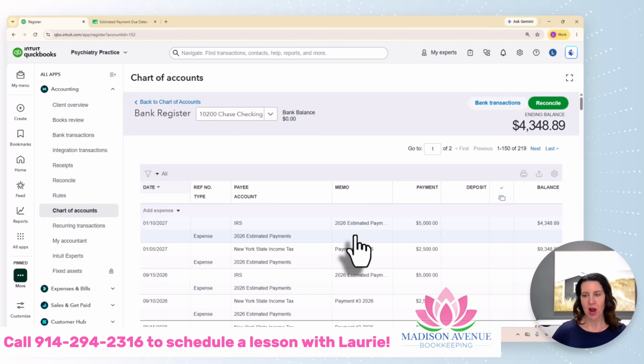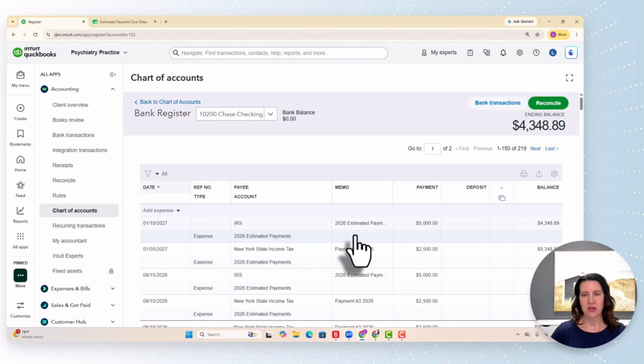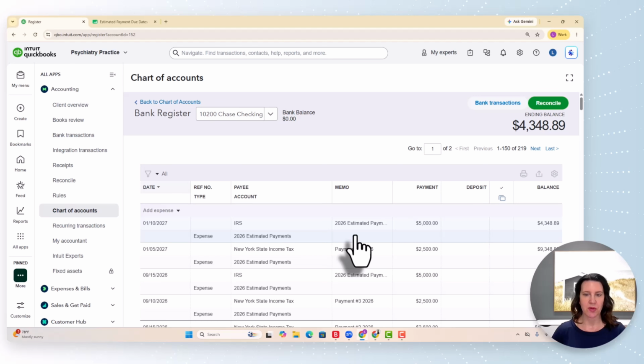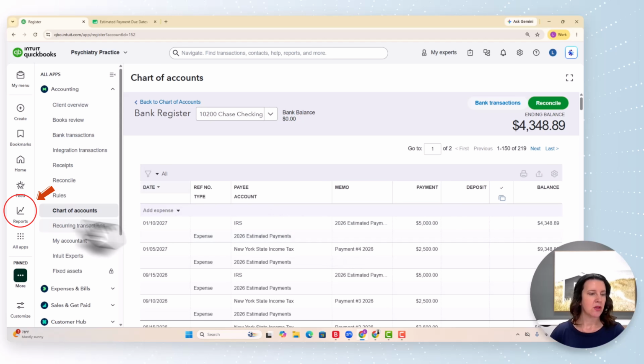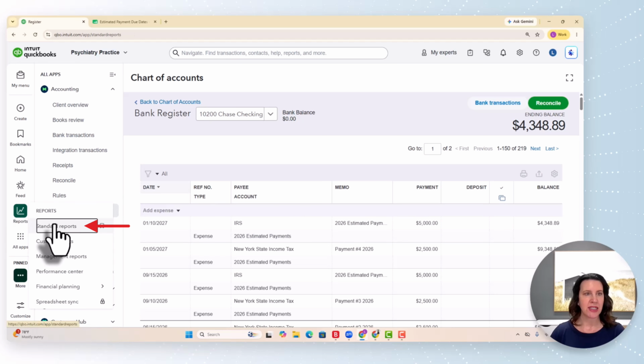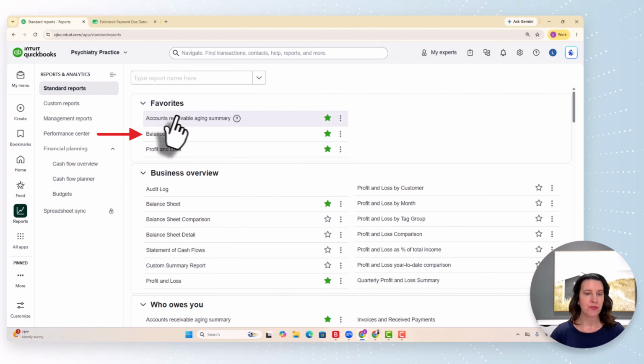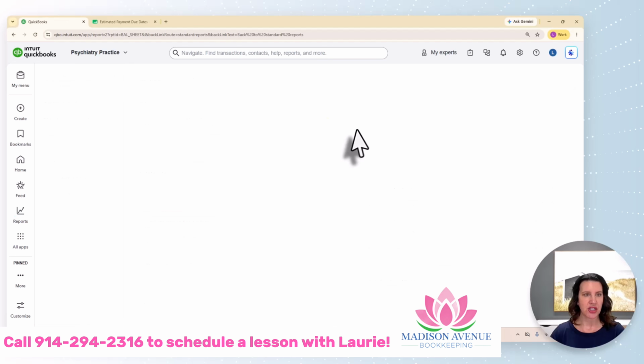If you were to run a profit and loss, these will not show because it's not an expense to the business. If you're an S Corp or an LLC, everything that you do with your estimated payments, if you're paying it out of the business, it's not a business expense that flows through to your personal tax return. So at year end, or any time that you're trying to figure out how much you have paid in estimated payments so far, you want to run a balance sheet.